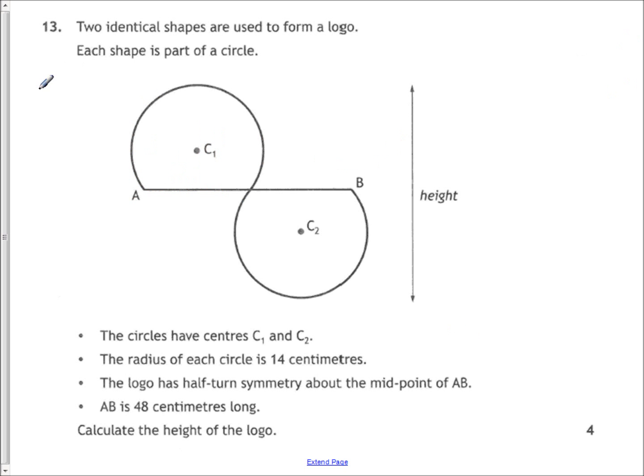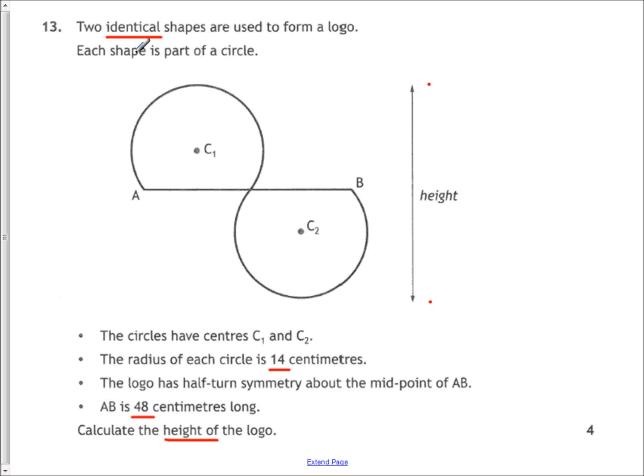This question would have probably caught a few of you out, but if you just identify that the shapes are identical and you're asked to find the height of the logo, there's no information on the sketch, so you've got to pick up the information and annotate the sketch yourself. You're told the radius is 14 centimeters, and you're told that the line AB is 48 centimeters long, and your job is to find the height.